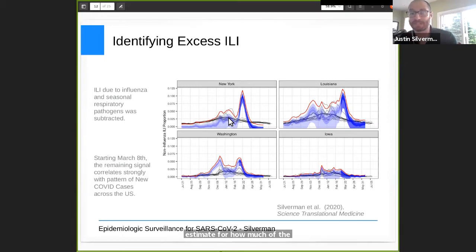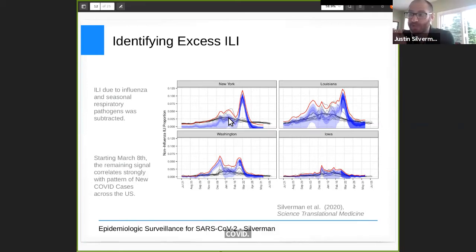For example, it cannot be explained by influenza, by respiratory syncytial virus, by adenoviruses or other coronaviruses that are endemic in the US. And so this is the signal that we think, this could be COVID. Now, it doesn't only capture COVID. It captures basically anything that is atypical.